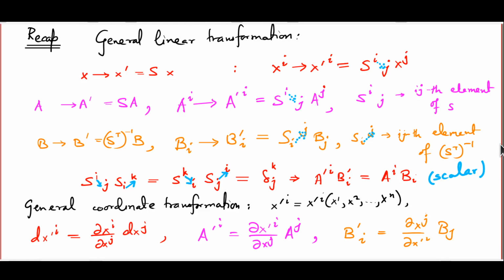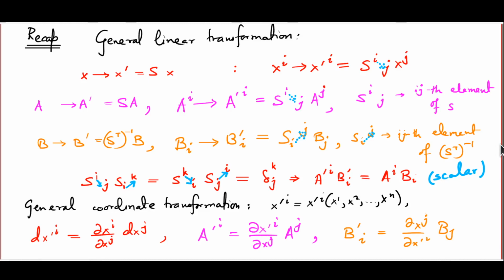Now, if we move over from general linear transformations to general coordinate transformations, where the coordinates x1, x2 up to xn go over to new coordinates x'1, x'2 up to x'm, but this time the coordinate transformation equations are not necessarily linear, but they are smooth and at least locally invertible. The result that we get is, although the coordinate transformations may not be linear, the coordinate differentials transform linearly.